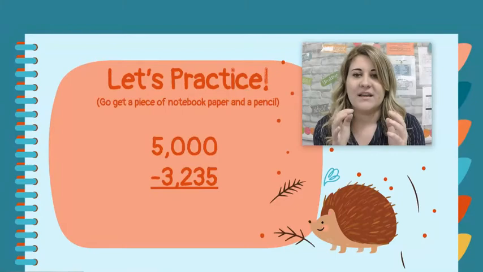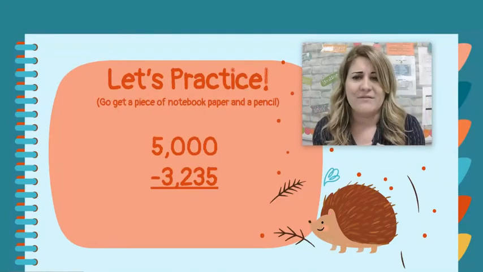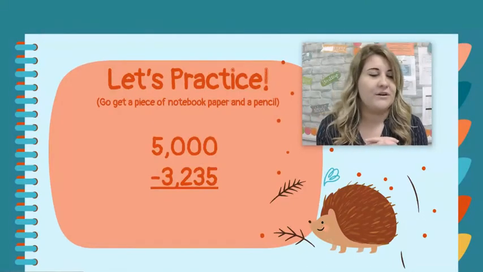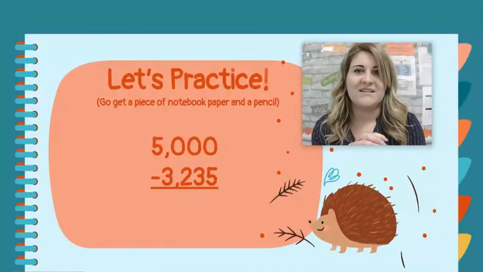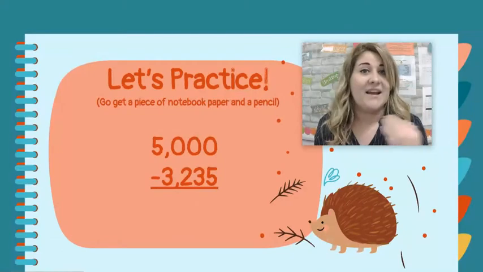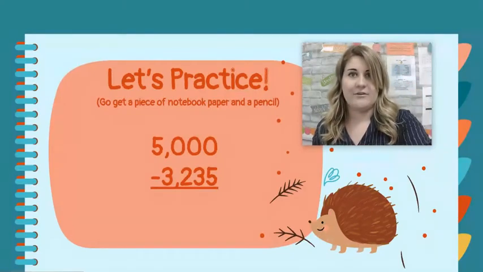For some reason, a lot of third graders get it in their head that you can just do 0 minus 5 is 5, 0 minus 3 is 3, 0 minus 2 is 2, 5 minus 3 is 2. So the answer would be 2,235. Nope, that's not the answer. That would be wrong. That's an example of you doing it in your head and getting it wrong. So write this on paper. We're going to walk through all the steps together, okay?